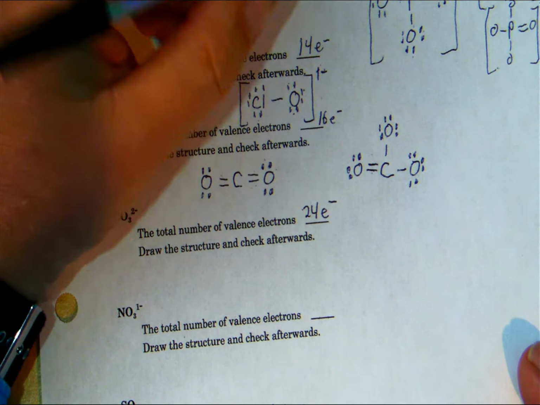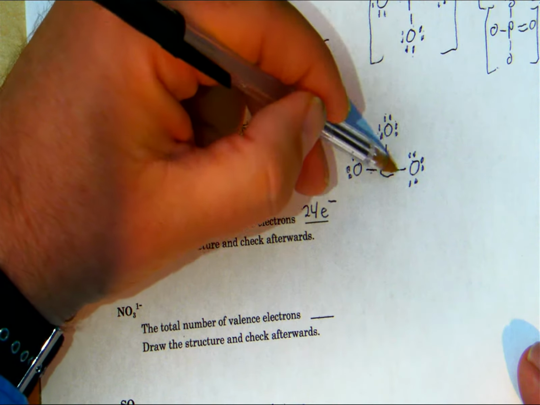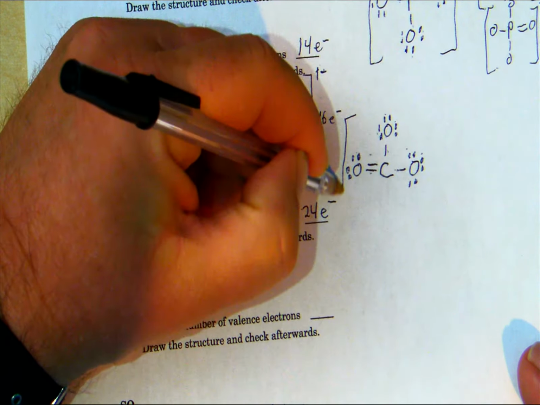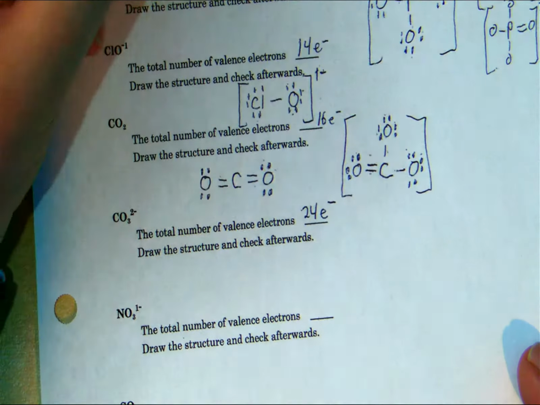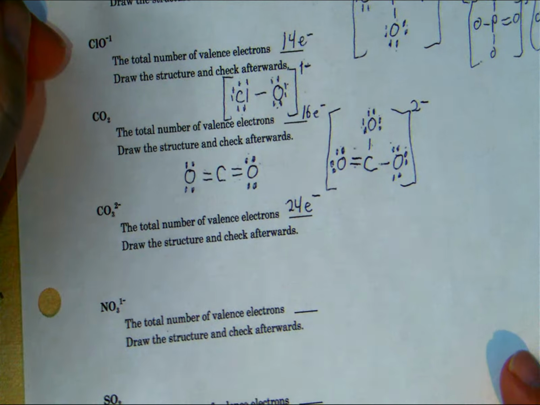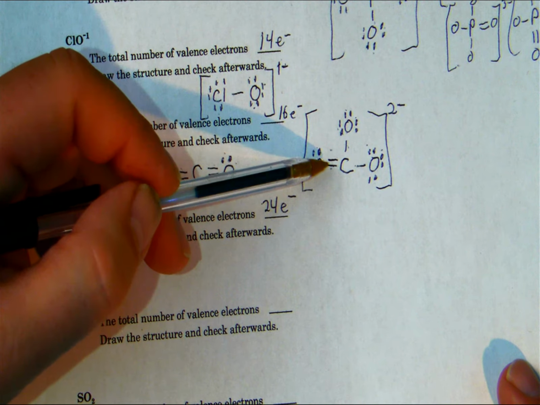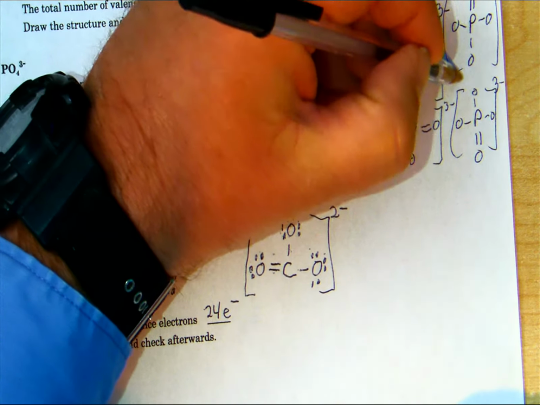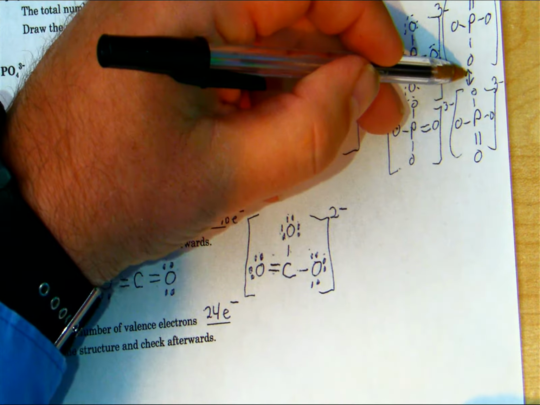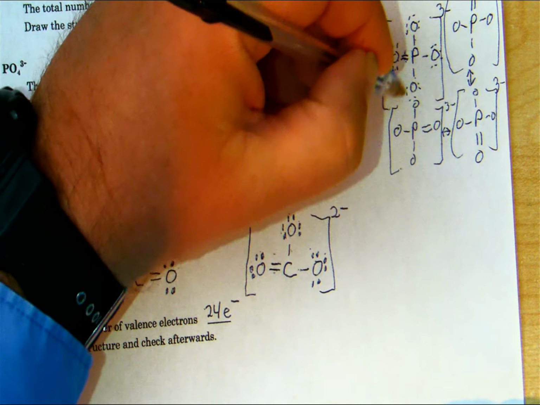This gives me my total of 24 electrons. 2, 4, 6, 8, 10, 12, 14, 16, 18, 20, 22, 24. This is a polyatomic ion, so put it in square brackets with a 2 minus charge. And so here's the deal. You need to show the resonant structures. And by the way, with the resonant structures, we draw it with double-headed arrows going between the alternate structures.